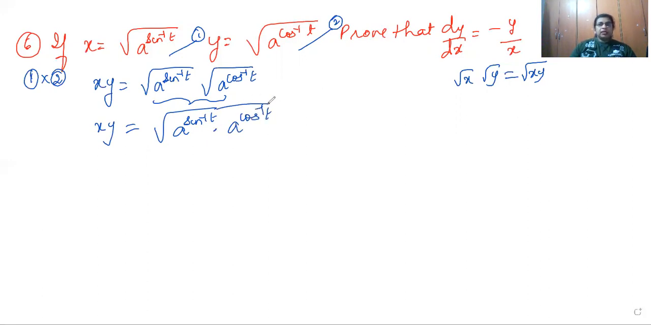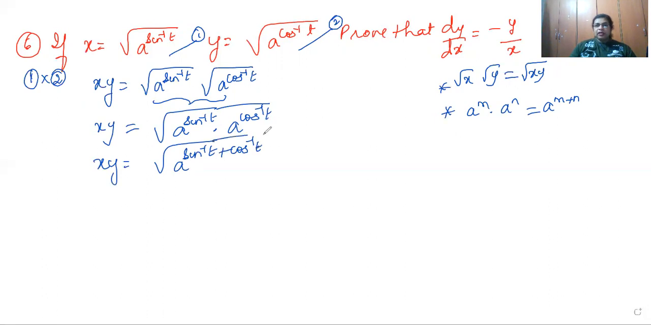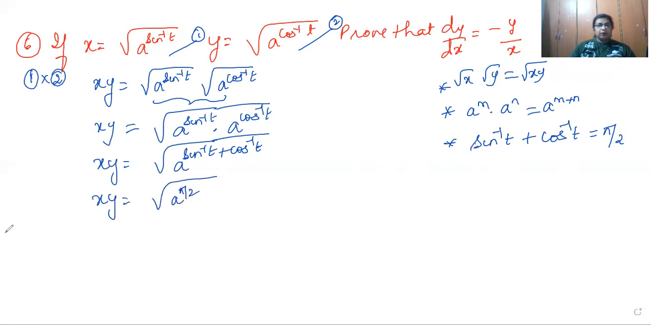Now what comes to my mind? What is a to the power m into a to the power n? It is a to the power m plus n. So I can write xy as square root of a to the power m plus n, which is sine inverse t plus cos inverse t. In inverse trigonometric functions, the property says that whenever you add sine inverse t plus cos inverse t, it is always equal to pi by 2. So therefore, xy is equal to square root of a to the power pi by 2.